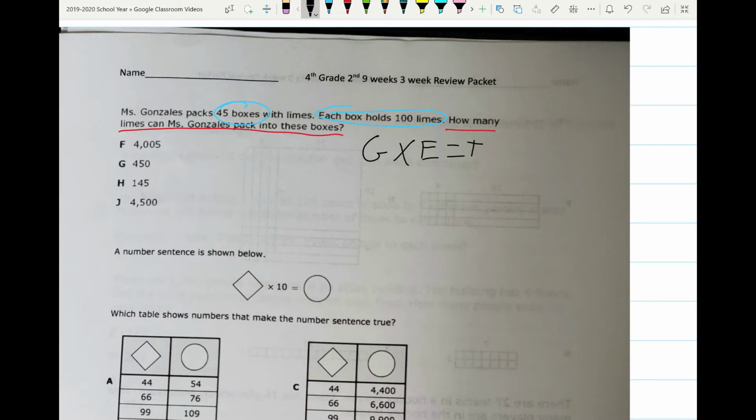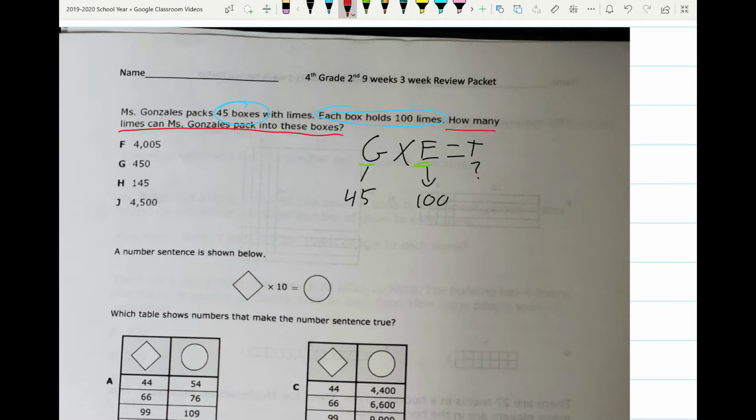Do I know how many boxes there are? Yes. How many groups I have is 45. Do I know how many in each box? Yes, I do. I know there's 100. Do I know the total? No, I don't. And is that what the question is asking me? How many limes can Miss Gonzalez pack into these boxes? Yes. Okay. That's my total, okay? So since I have my G and my E, I'm going to multiply.